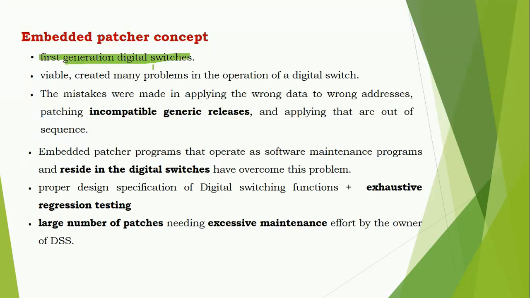But the problem is the first generation patches were viable, but they created many problems. What may be the problem? Whenever you are adding patches there may be mistakes, right? Whenever there is an upgradation process, you may come across certain mistakes. What may be the mistake? Wrong data to the wrong address. That means you may apply wrong data to the wrong address. It becomes incompatible for the generic program.